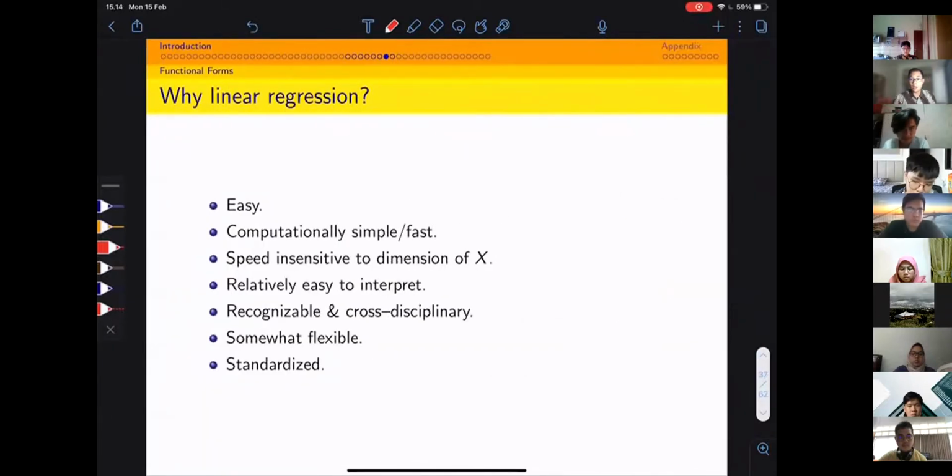Any questions on the log-lin model, the double log model, and the lin-log model?